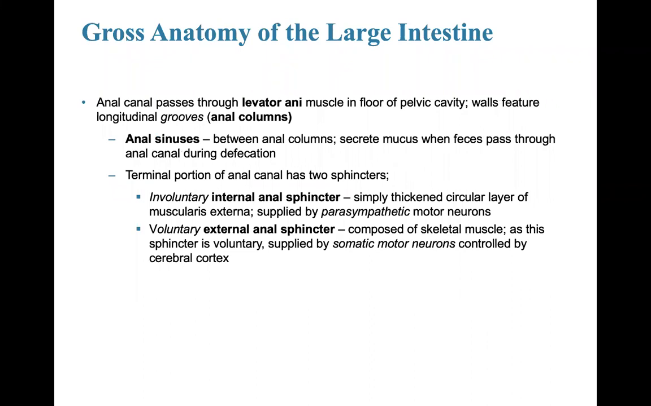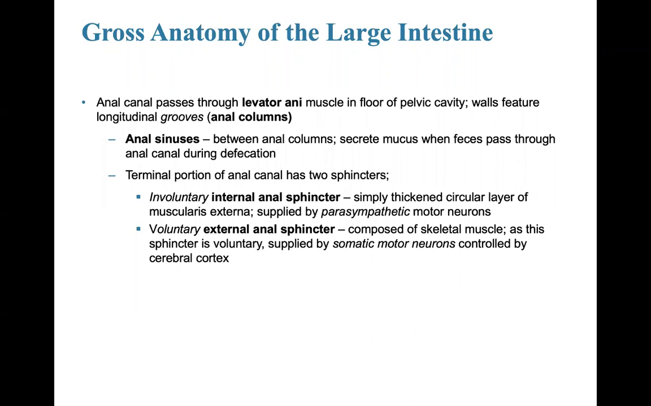The anal canal will pass through the levator ani muscle and the floor of the pelvic cavity. The walls will feature longitudinal grooves referred to as anal columns. The terminal portions of the anal canal have two sphincters, an involuntary internal anal sphincter. This simply thickens the circular layer of muscularis externa, and this is supplied by parasympathetic motor neurons. That is smooth muscle. That is an involuntary control.